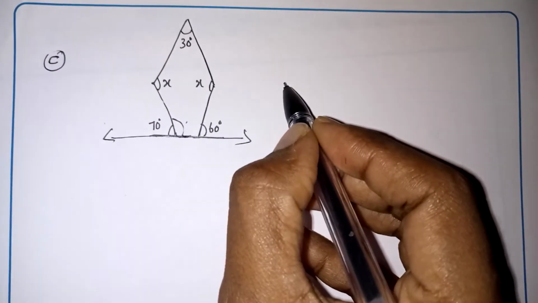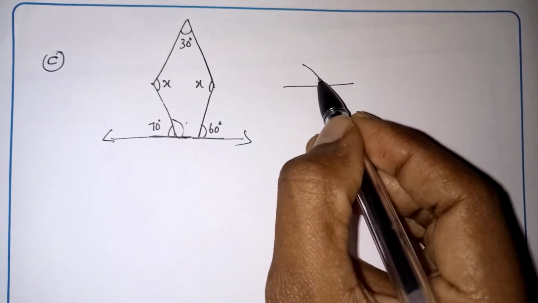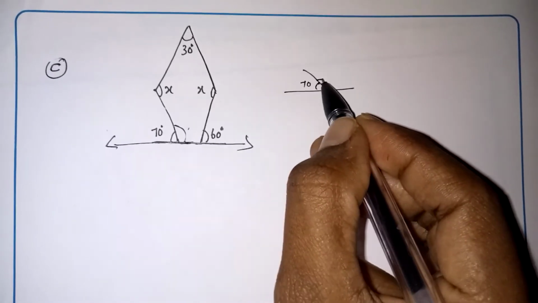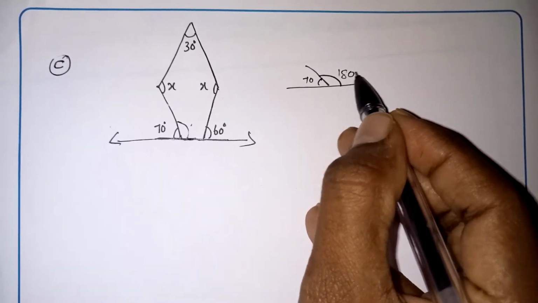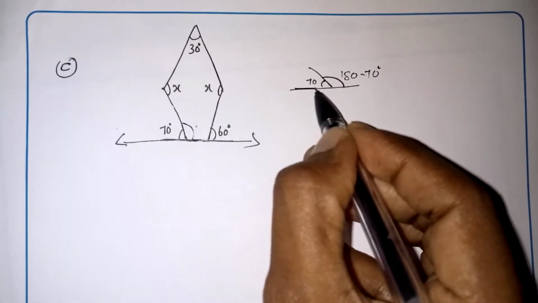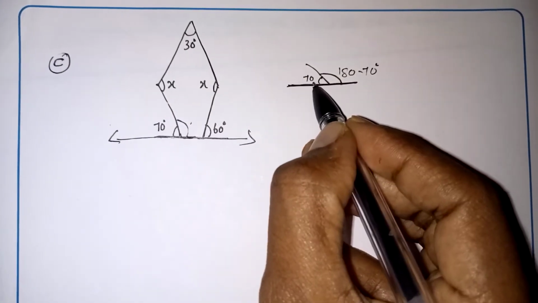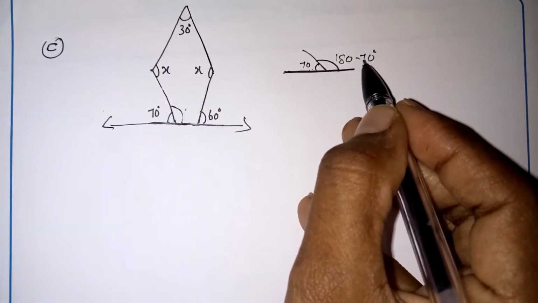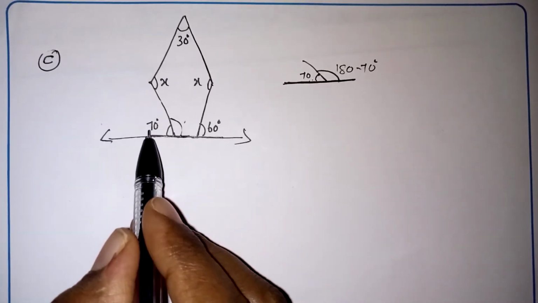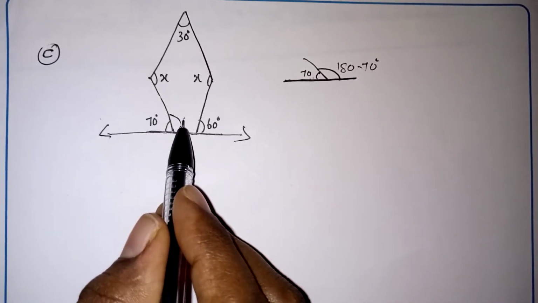Suppose we are taking a line. This side is 70. What will be this side? We have to say 180 minus 70, because the straight angle should come to 180. So whatever one angle is given, the other angle will be 180 minus 70 only. So here they have given 70, and this angle we need to find out.